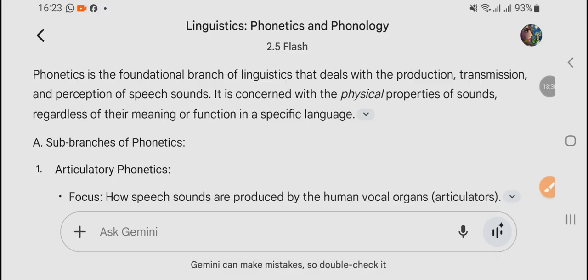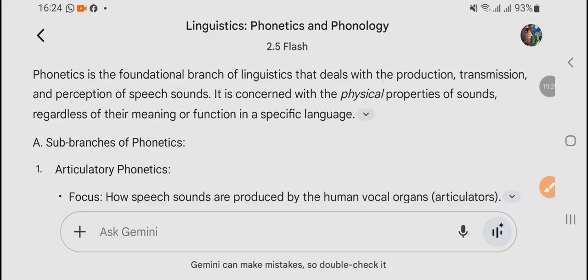And production, I'm speaking, so how sound is produced, what organs I'm using when I am speaking. And then transmission, how through air my sound travels and reaches you through this video, so that is transmission. And perception, how you are getting my voice, what did you understand, so that is perception of a speech sound, because it's all about sound. Words are already there, right? Text is already given, but I'm reading and trying to explain it.